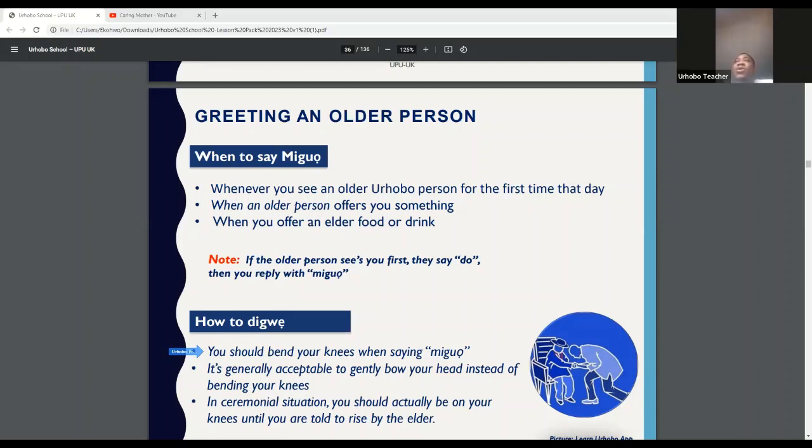But it's not right, it doesn't look appropriate, if you put your hand in your pocket to tell an elderly person Mingwo. No, you don't put your hand in your pocket. It looks very disrespectful to do that. So it's good to take a small bow, either with your knees or with your head.